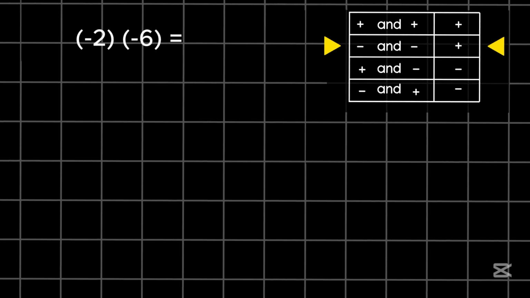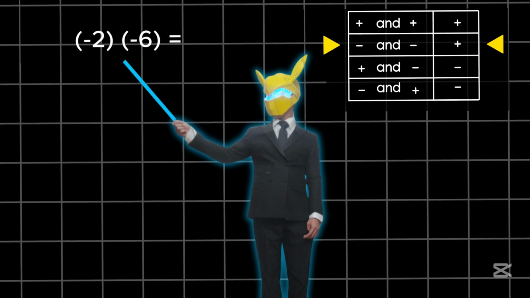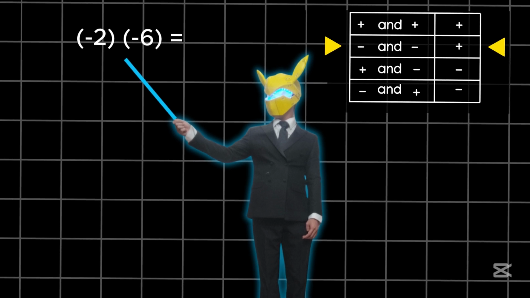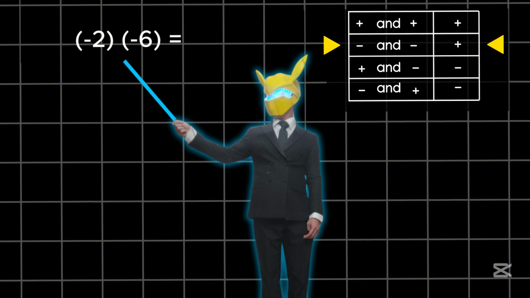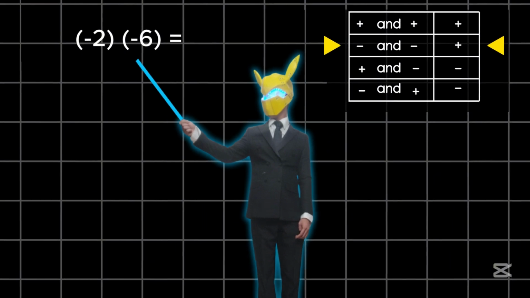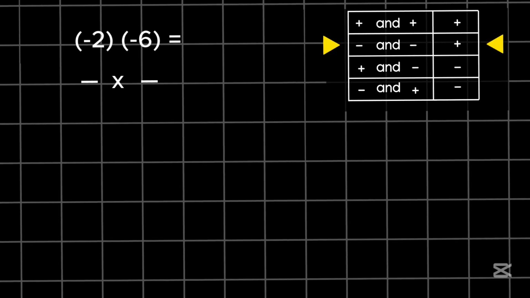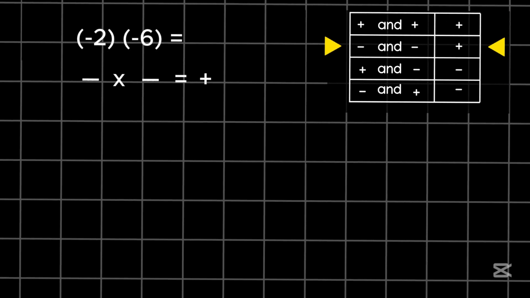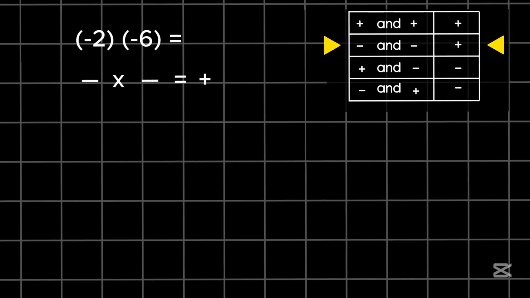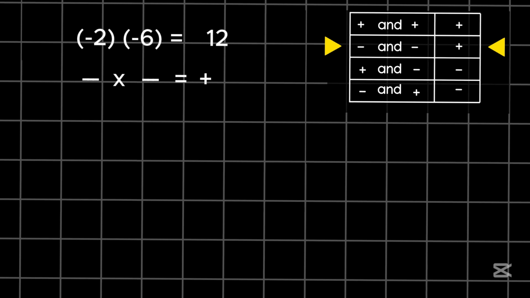We have minus 2 in brackets and minus 6 in brackets. If we have two brackets next to each other, that means they are multiplying. So minus 2 times minus 6. If we look at our rules again, it's a negative number times a negative number, and that means our answer has to be positive. So minus 2 times minus 6 gives us positive 12. Let's go for another one.